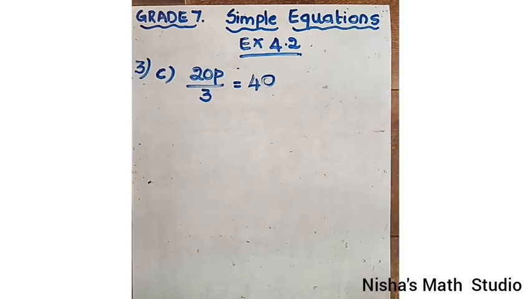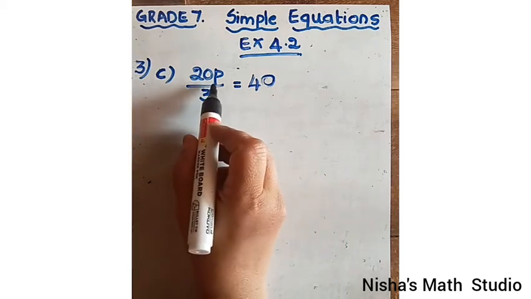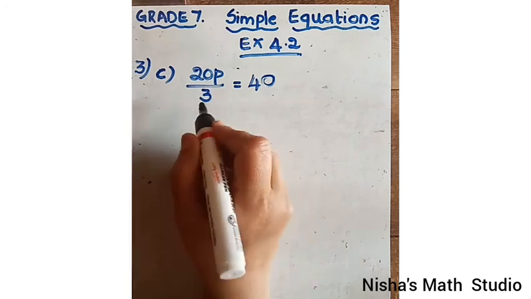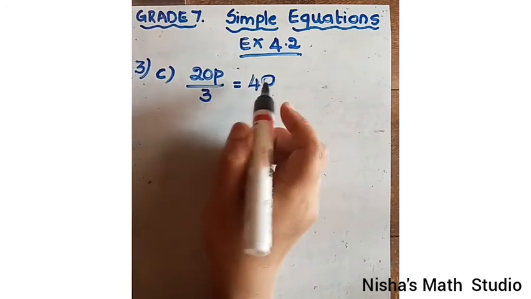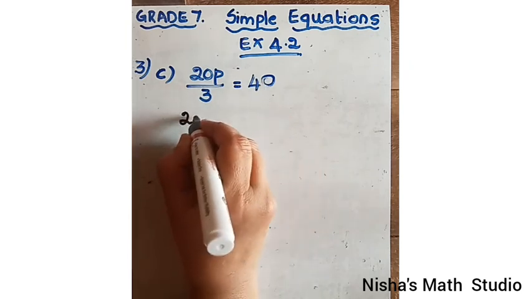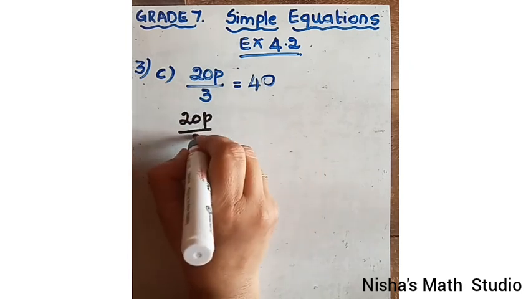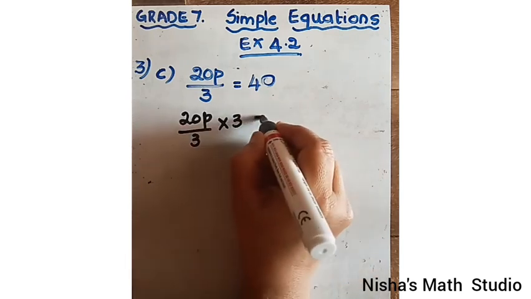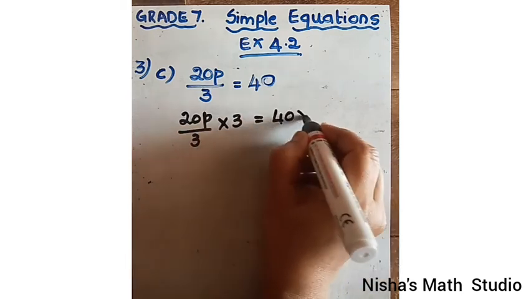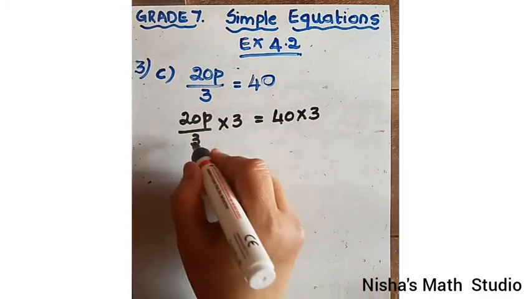Question number C. 20p divided by 3 is equal to 40. What are we doing here? We are trying to separate the variable and solve the equation. Which is the variable in this equation? It is p. First let me try to remove 3. So I have to multiply by 3 on both the sides. So 20p divided by 3, which is already given in the question. Multiply here also with 3. So 40 is also to be multiplied with 3.